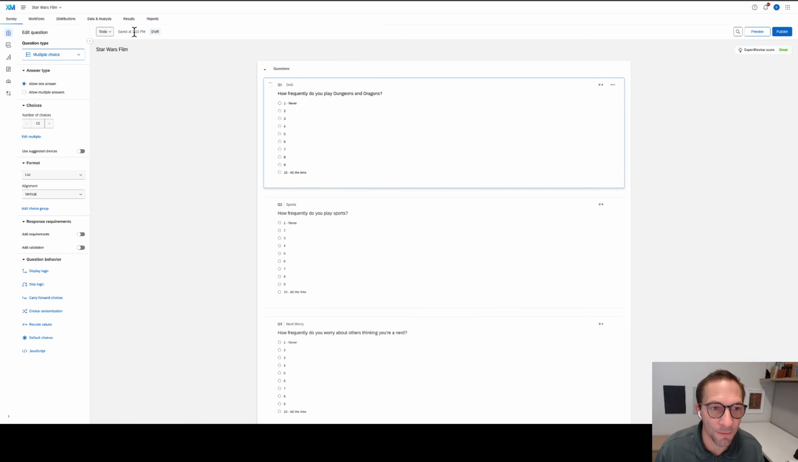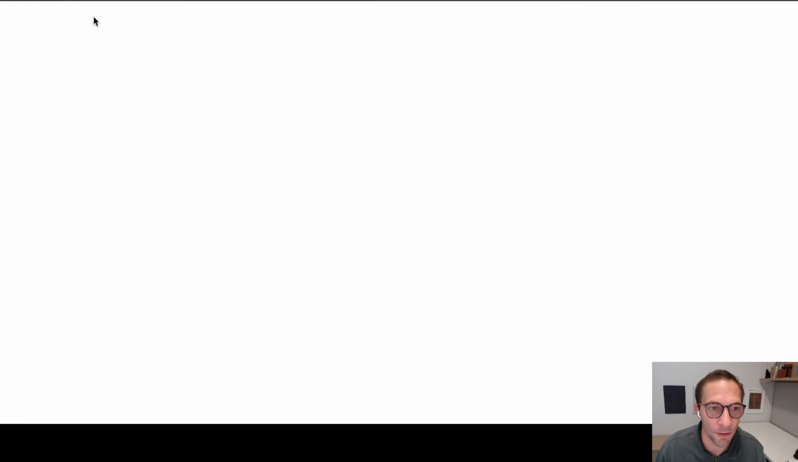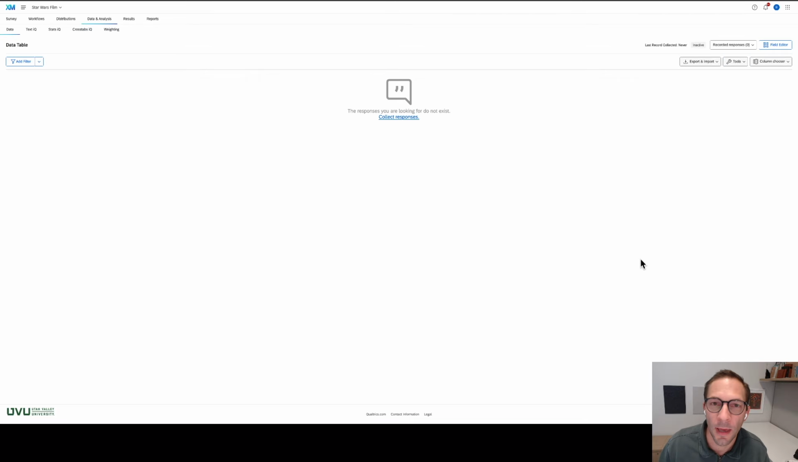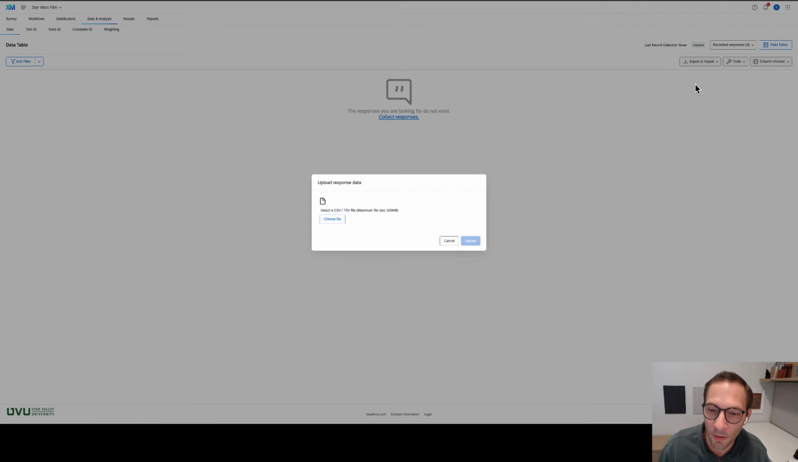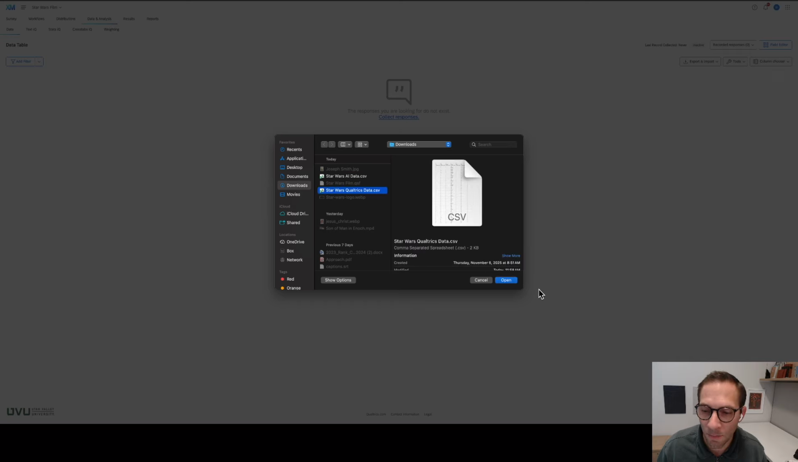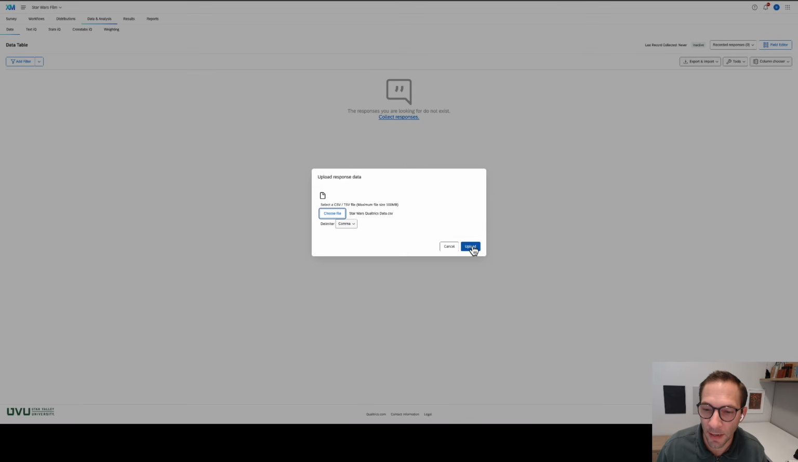After I have the survey going, I'm going to need to go to data and analysis, because as of right now, my data is empty. I don't have any data. Once that loads, I'm going to click export import, then import data. I'll select choose a file, and guess what? If I downloaded it from the assignment, it's in my downloads folder. I don't want the Star Wars AI. I want the Star Wars Qualtrics data. So I click that, click open, and then click upload.